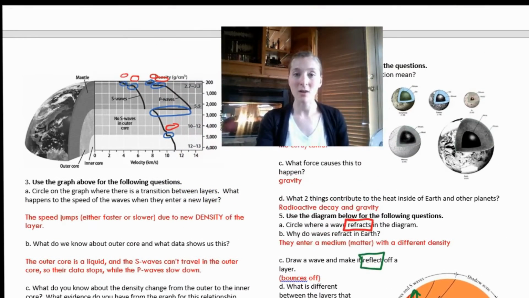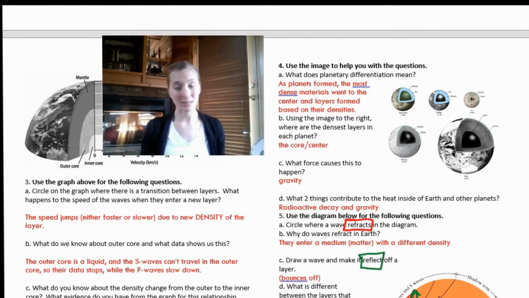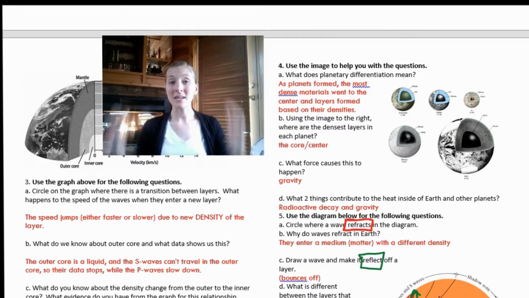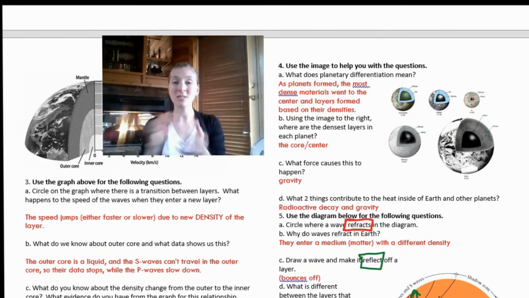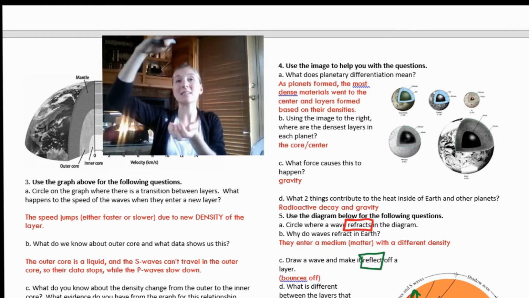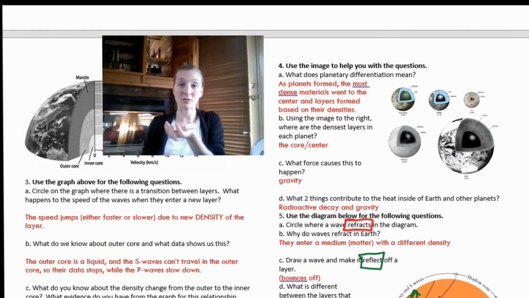All right, so over here now is talking about how did the Earth get like this. So what is planetary differentiation? It's a kind of a long, complicated word, and all it means is that the Earth and other planets have layers, and that those layers are based on density, and that gravity pulled more dense material to the center and less dense layers are up on the outer portion near the crust.